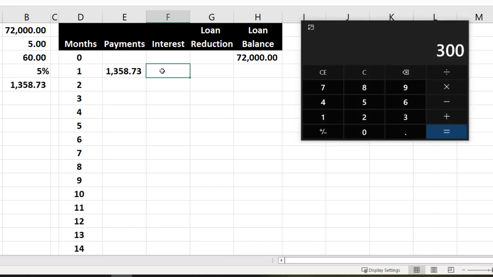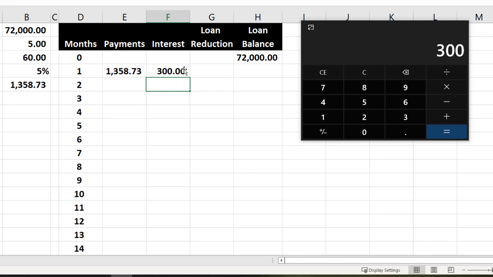Let's do it with a formula here. This is going to be the 72,000 times the rate, 5%. So H3 times B4. I'm going to take that and divide it by 12, just a hard-coded number. I don't need any brackets because it's going to do the multiplication before the division due to order of operations. So we're going to say enter, and there it is.